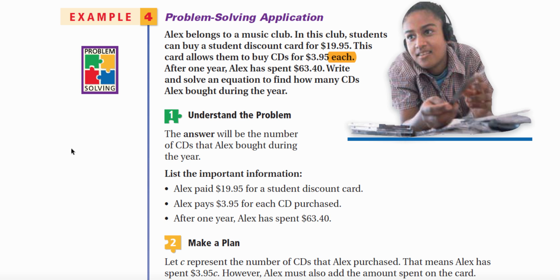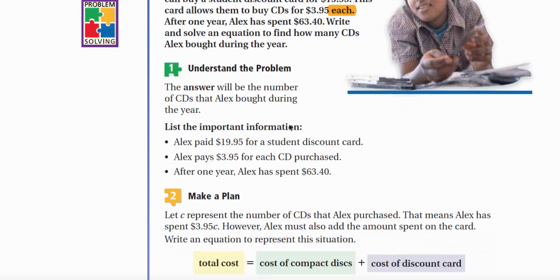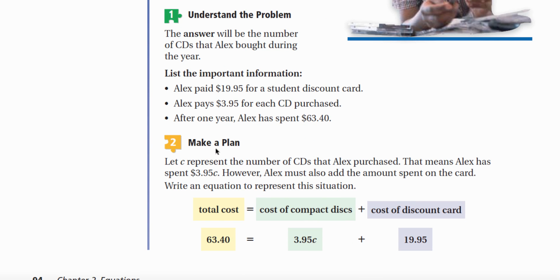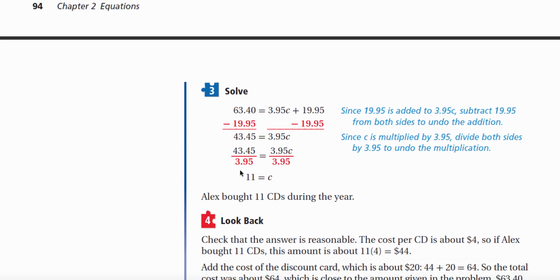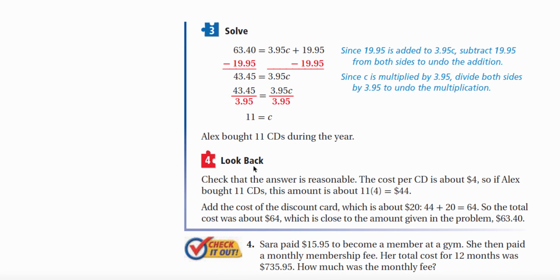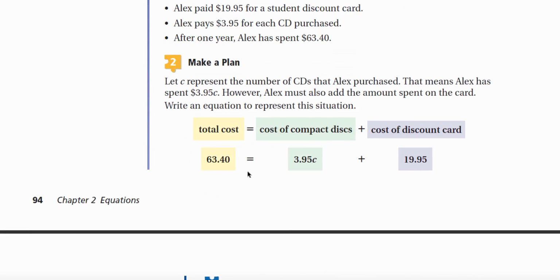This is a problem-solving application, in other words, a word problem, and we want to be able to find the key words. The key words are going to help us to understand the problem. So a problem is broken up into 4 pieces, or the problem-solving process. Number 1 is to understand the problem. Number 2, we have to make a plan. Number 3 is to solve the equation. And then 4 is to look back and to see if our answer is reasonable.